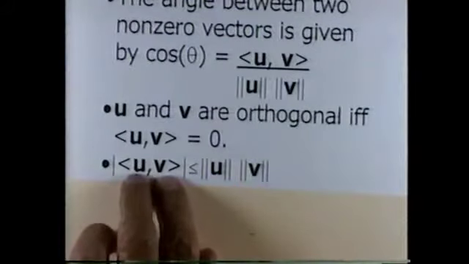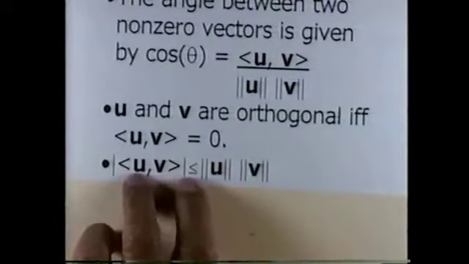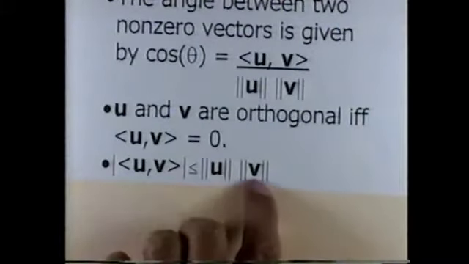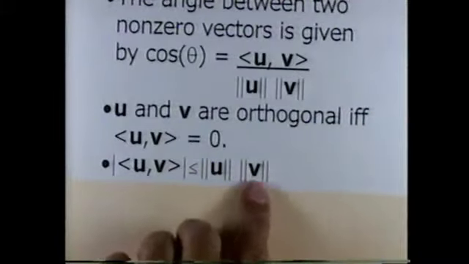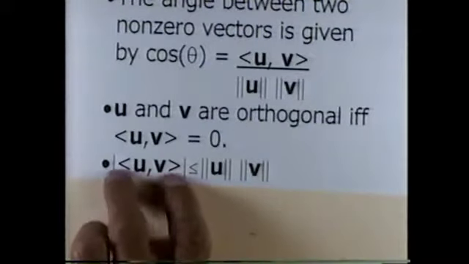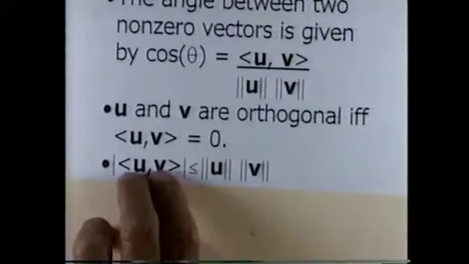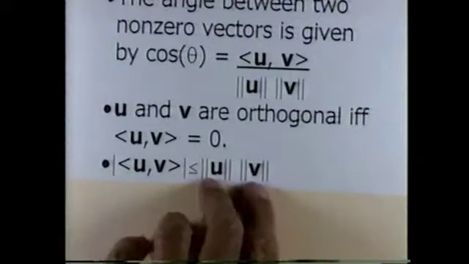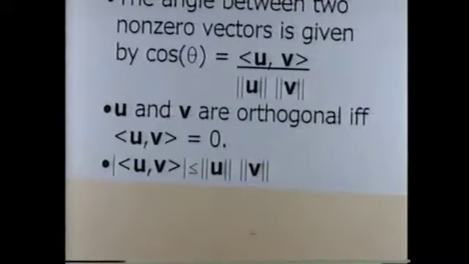The magnitude of the inner product is less than or equal to the norm of U times the norm of V. So if I take the inner product and then take the absolute value, I will get an answer that's less than or equal to the norm of U times the norm of V.